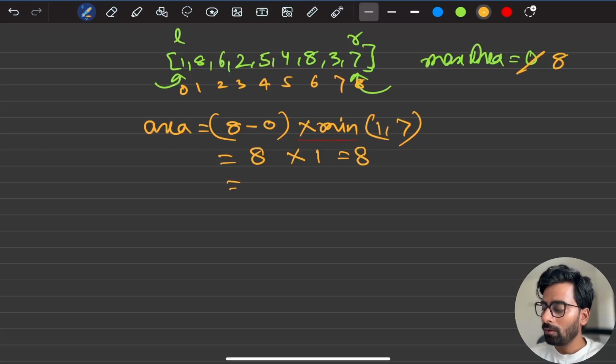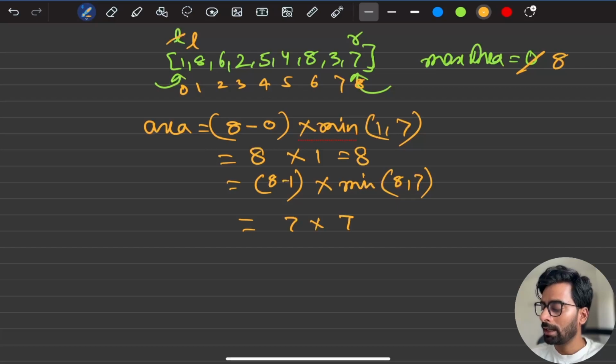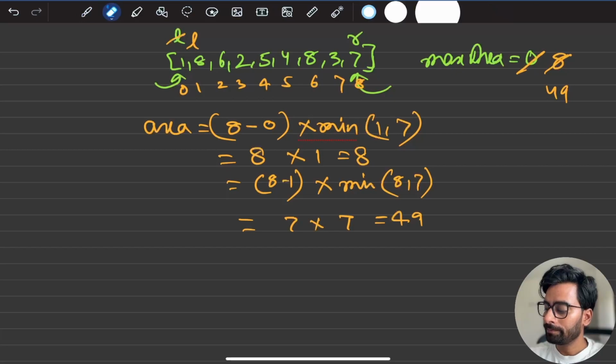Now next time, what was the minimum height in the previous pair? The minimum height was this, so I will move my left to the second value. So now what is my width? Width would be 8 minus 1, because now I am at 1. And what is the minimum height? So height now would be minimum of 8 comma 7. So this is 7 and the width is again 7, which is 49. So I will update this with 49.